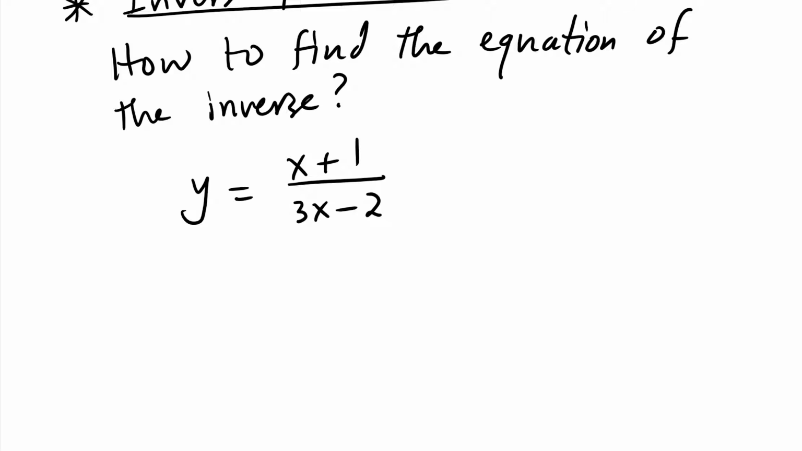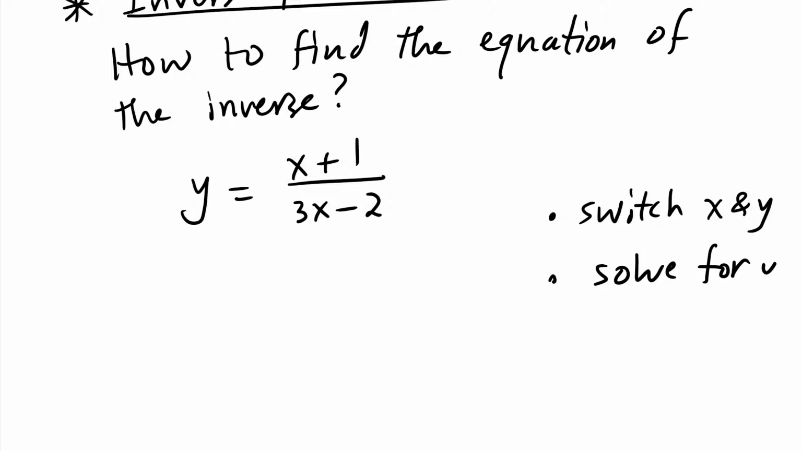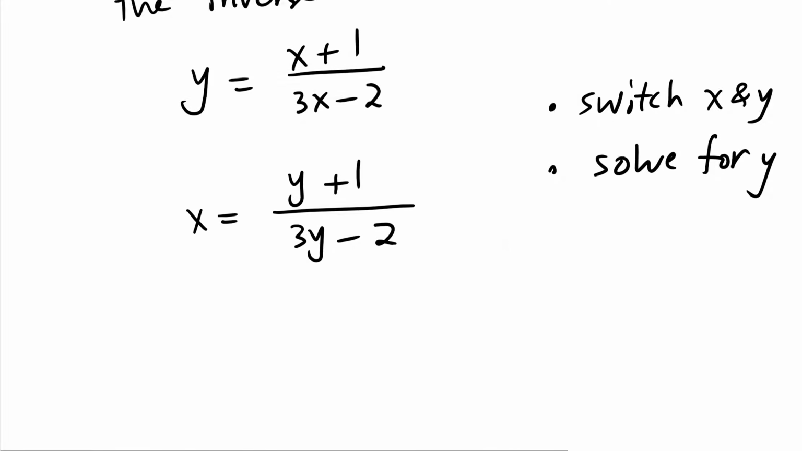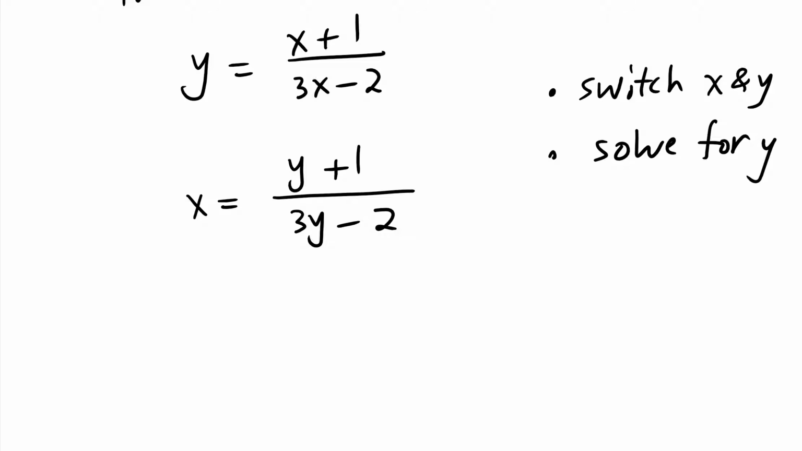Well, to find the equation of the inverse, two steps need to be done. Switch x and y, and then solve for y. Switch x and y and solve for y. So here I'm going to make every x, y, y, x. And now we need to solve for y. How do we solve for y?